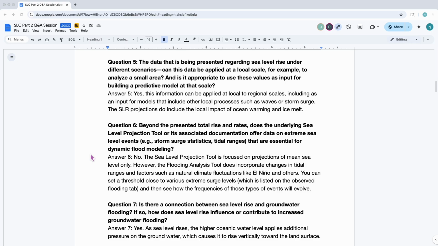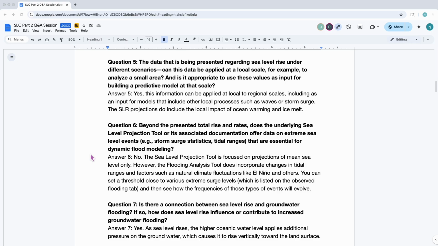So this is Phil Thompson again. No, the sea level projection tool itself is really focused on projections of mean sea level only. You heard Bob talk about the FACTS framework and all those different pieces that went in there in terms of ice melt, ocean warming, and the feedbacks between these different pieces of the puzzle. So there aren't extreme statistics, storm surge statistics in that particular tool.